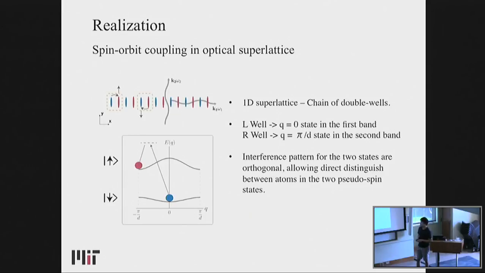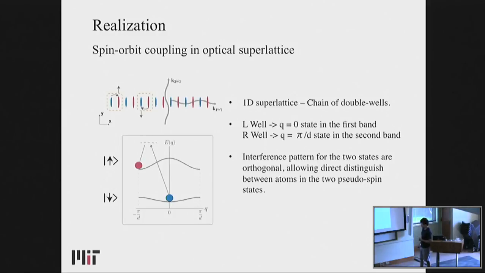Our spin down and spin up states used to be the atom sitting in the left well and the atom sitting in the right well. But in the superlattice, we have to take everything into the band structure. It changes our system: our pseudo-spin down state turns out to be the zero quasi-momentum state in the ground band, and our pseudo-spin up state turns out to be the quasi-momentum q equals pi over d state, where d is the lattice spacing, in the first excited band. So how will it change our physics?